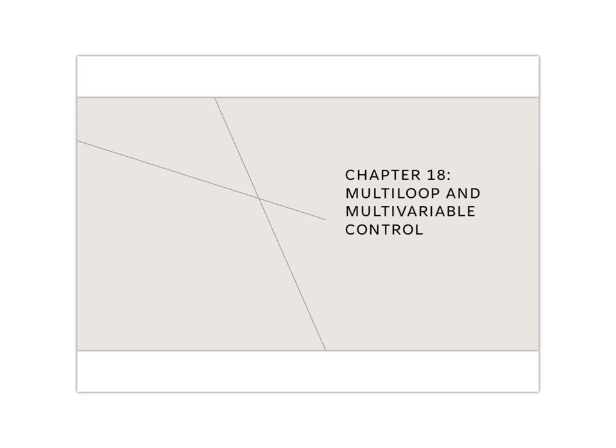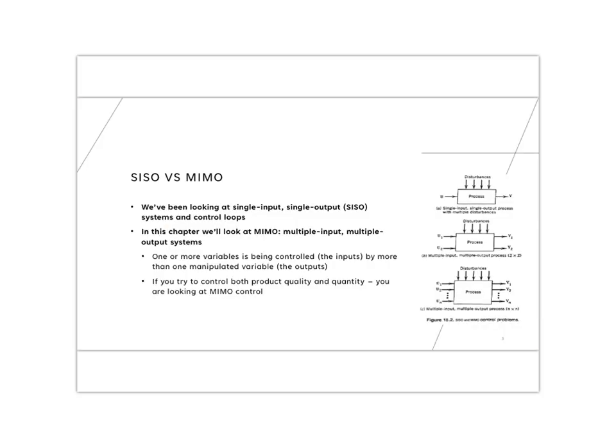Chapter 18 is over multi-loop and multivariable control, and we're going to begin looking at that in this video. So far we've been looking at single input, single output systems and the control loops that go with that. If you look in this first diagram over here, you're going to see something where we have just one input and one output. So SISO, single input, single output. And we might have lots of different disturbances. That really doesn't matter, but it's the input and output that we're looking at.